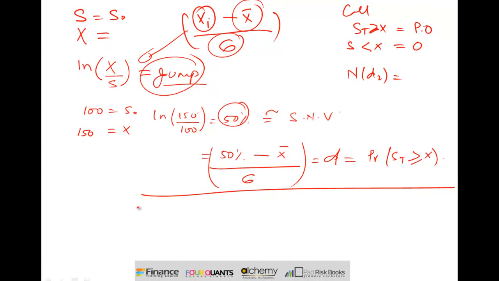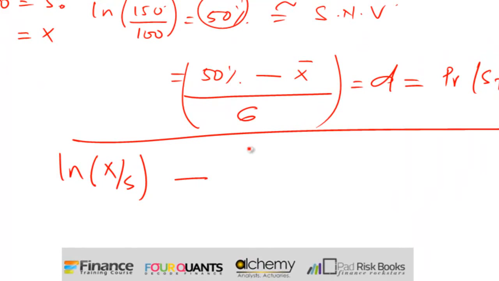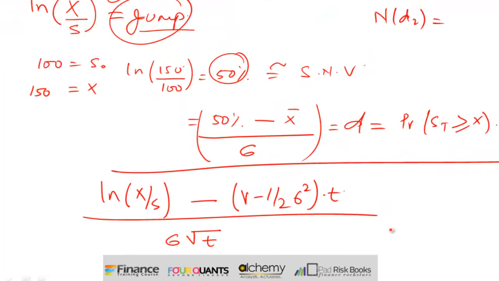We would actually have ln x over s minus, remember, what's the expected return? The expected return is r minus half sigma square into t, because it's proportionate to time, and divided by sigma into under root t.